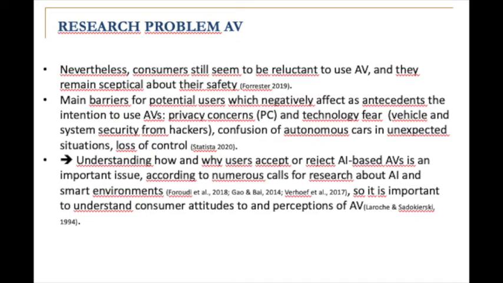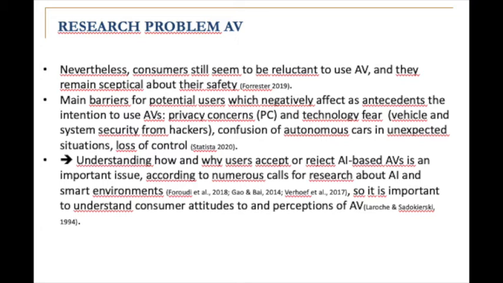So the research gap and research problem is, nevertheless, consumers still seem to be reluctant to use autonomous cars, and they remain skeptical about the safety. The main barriers for potential users, which negatively affect as antecedents the intention of use of autonomous cars, are privacy concerns and technology fear, confusion of autonomous cars in unexpected situations, and loss of control. So these are the gaps identified in the literature.